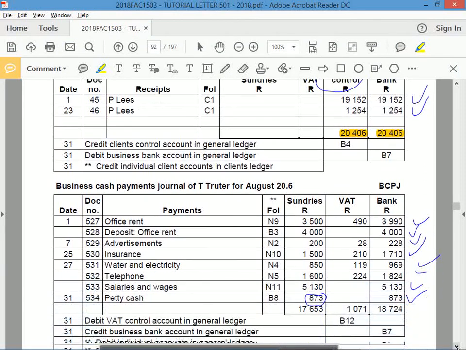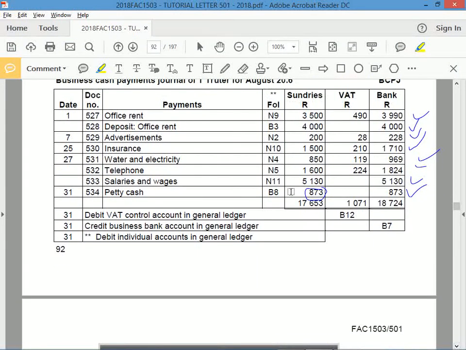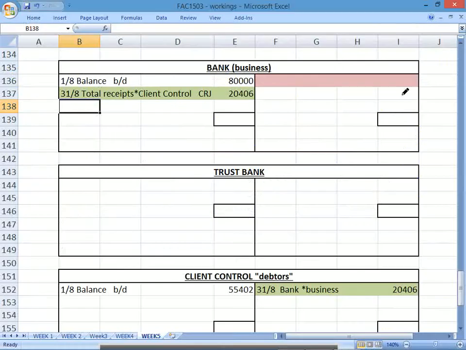Okay, next one. Business cash payments journal. Do you agree every single one of those accounts are T accounts? Yes. Every single one of those accounts are going to have a debit? Yes. Why? Because this is a cash payments. Okay, in your notes we summarized, we said, in a cash payments journal, bank is credited. Everything else is debited. If there's going to be VAT, you have to show VAT separately. Okay, so here you've got bank. Bank is going up or down? It's going down. So on this side, you're going to show that.